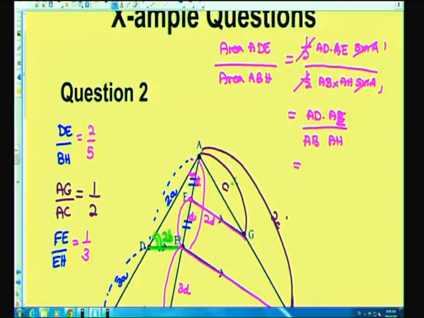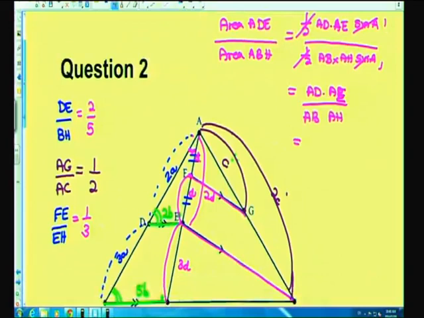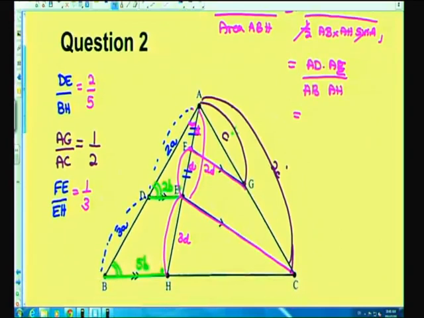Right, so if we look at the drawing, we already know those values in terms of A's and D's, which will help. AD we know is 2A. AE we know is 2D. AB is 5A. And AH is 5D. So those D's are not going to cause any problem. They're going to cancel out, and so are the A's. And so we're left with 4 over 25.